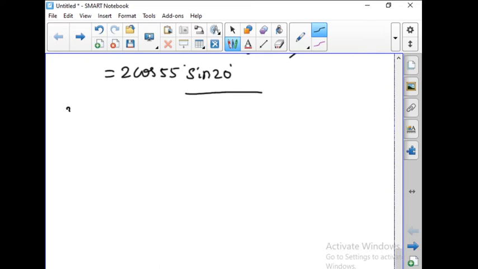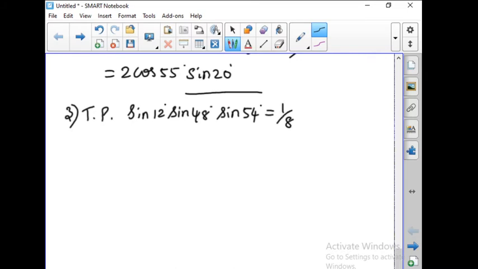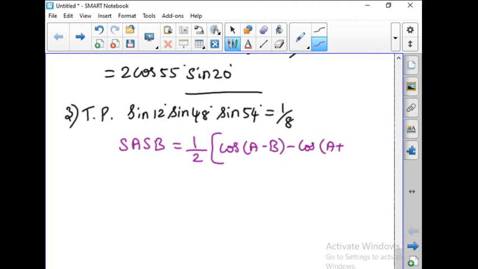So let us go with problem number 3. Problem number 3, it is to prove sin 12 degree, sin 48 degree, sin 54 degree is equal to 1 by 8. Okay, so first let us write down the formula for sin A sin B. Since everything is in sin, let us write the sin A sin B formula: 1 by 2 cos of A minus B minus cos of A plus B.